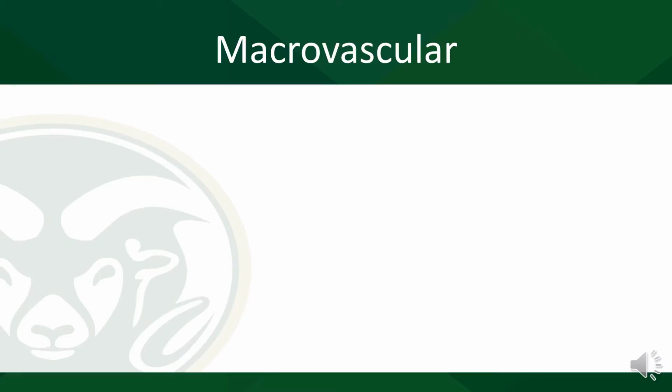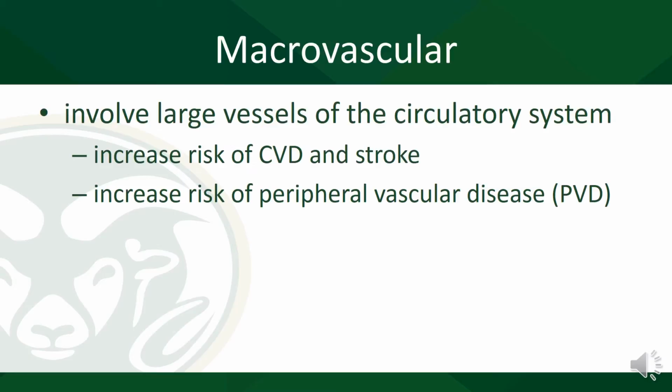As I mentioned, macrovascular complications primarily affect large vessels of the circulatory system. Examples are the increased risk of cardiovascular disease and stroke. Diabetes also increases the risk of peripheral vascular disease, or PVD. This is a circulatory condition that affects the peripheral vessels, or those far away from the heart, like the arms or legs. In each of these cases, vessels become narrowed, which can lead to blood clots.